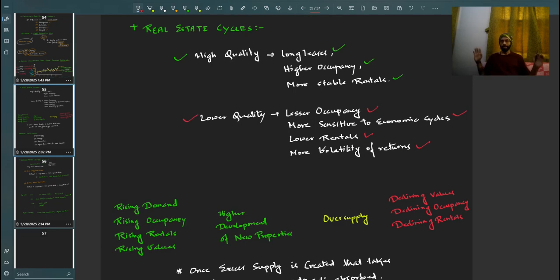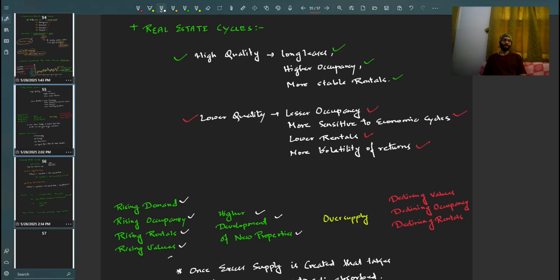Let's say when there is a recovery in the real estate market, there are certain features of it: rising demand, rising occupancy rates, rising rentals, rising values of properties. Combining these, the market gets a hint, or specifically the developers, consultants and market participants as a whole tend to get a signal that more new properties will give higher returns, which gives an impression that there is scope for newer properties to be developed one by one. And this leads to what is called higher development of newer properties.